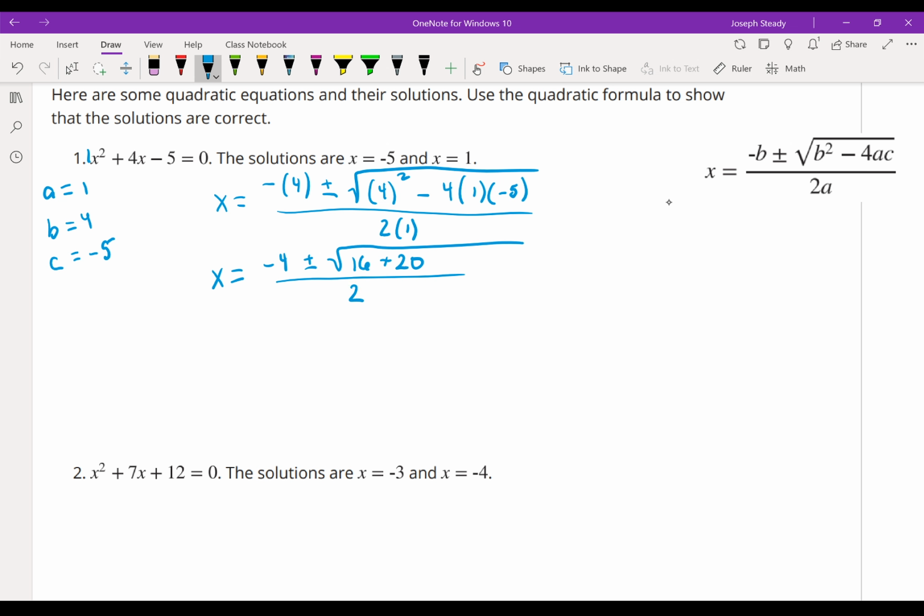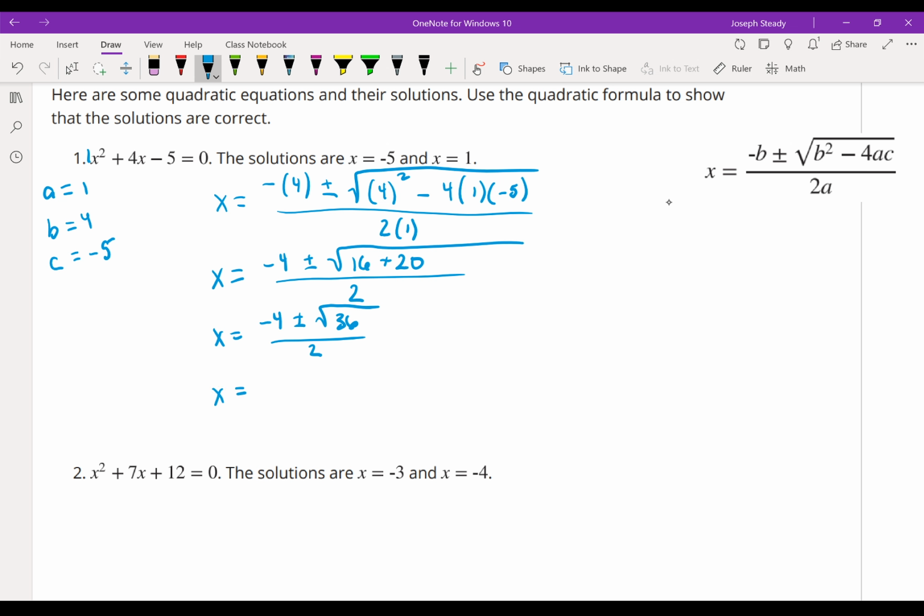So that's my first step, is I simplify a bunch of little pieces all around the formula. Then I look under the square root and I start to attack this more. So x equals -4 plus or minus the square root of 16 plus 20 is 36. And then that fraction's still there, divided by 2.